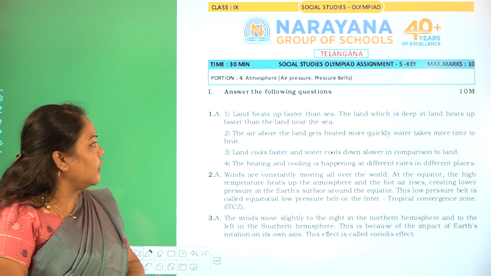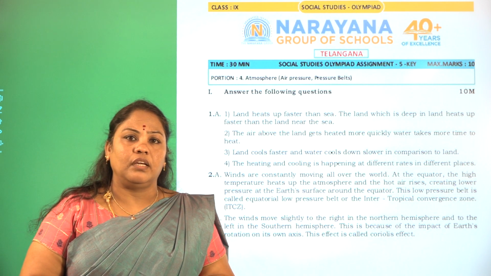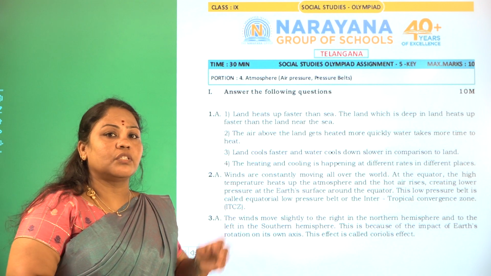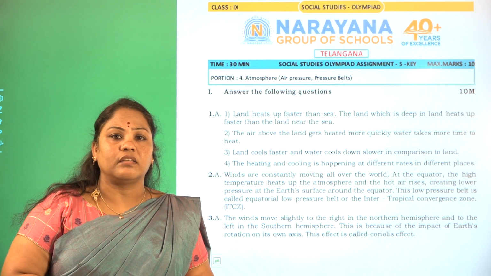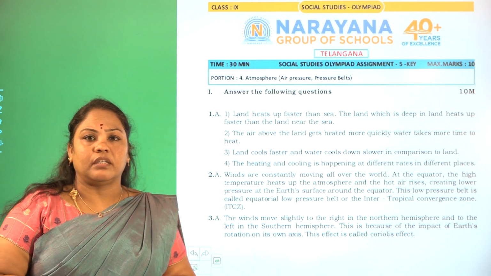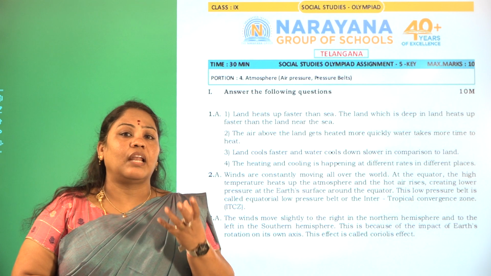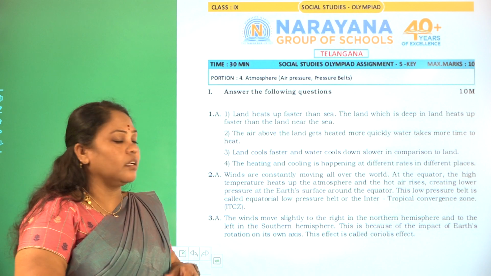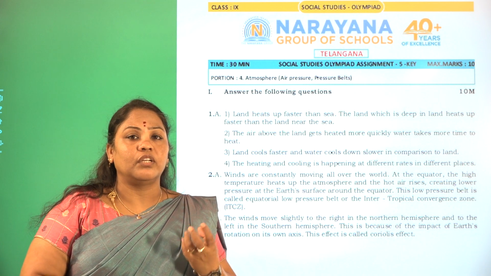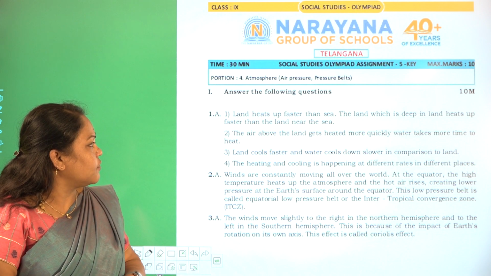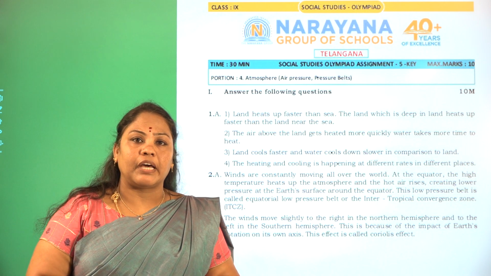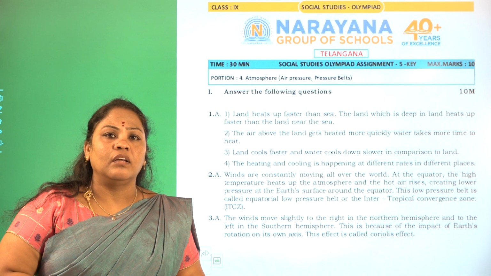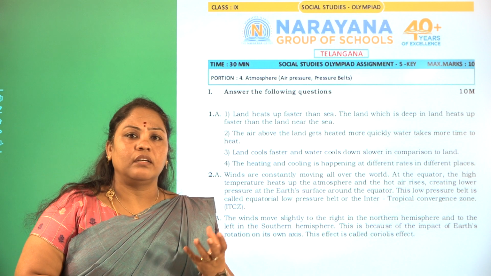Our second point: the air above the land gets heated more quickly. The land is going to absorb the heat faster than the water body, while water takes more time to heat. Land cools faster, and in comparison to the land, water takes much more time to cool.